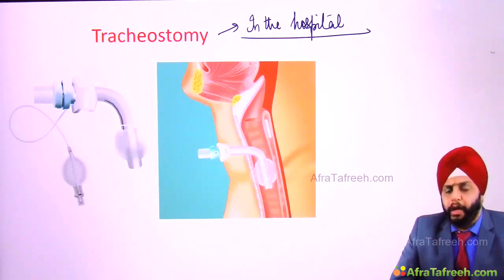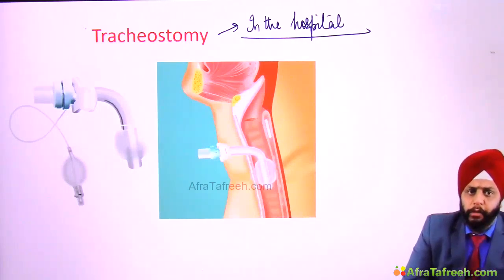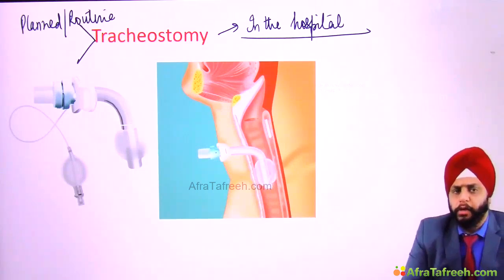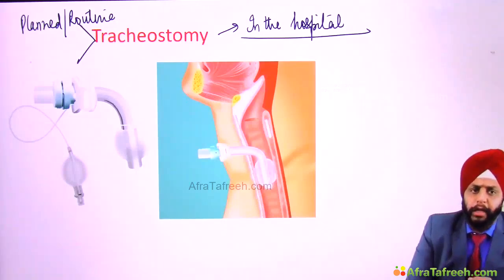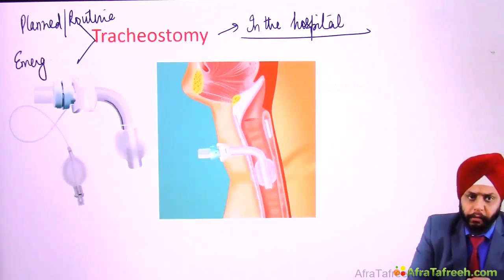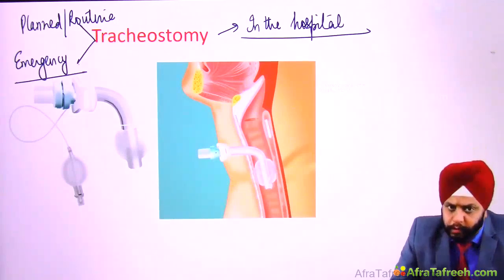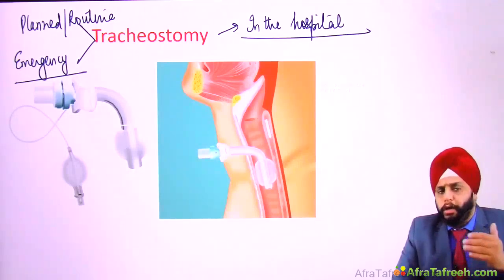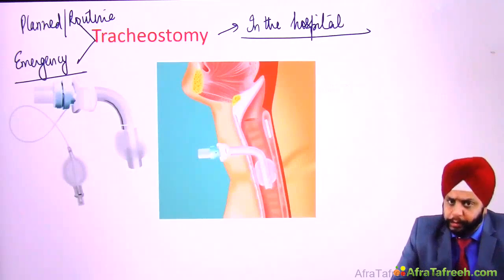Now in the hospital you do tracheostomy. There can be two types of tracheostomy. One is a planned, or you can also call it a routine tracheostomy. Okay, so you plan and you do a tracheostomy, and the other is an emergency tracheostomy. So tracheostomy can be done as an emergency procedure also, but it has to be done in the hospital. Okay, or you can do a planned or a routine tracheostomy.